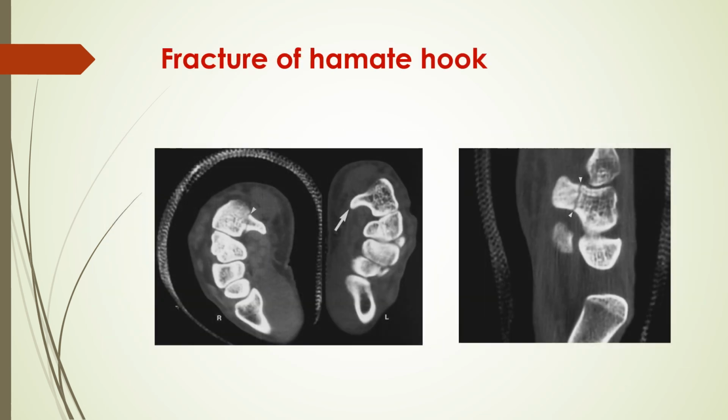The fracture of the hook of the hamate, which is so difficult to see with X-ray, can be easily visualized with the CT scan. This is the normal hook of the hamate. This is the fractured hook of the hamate.